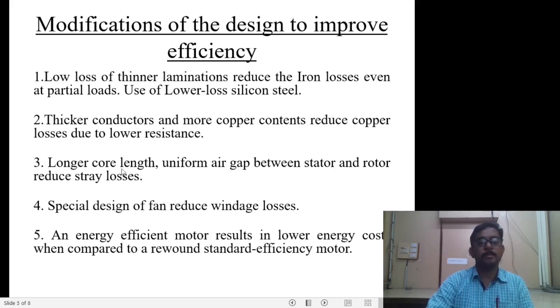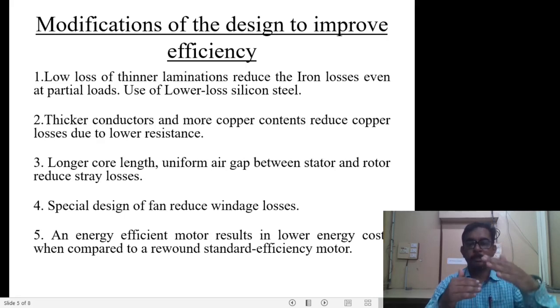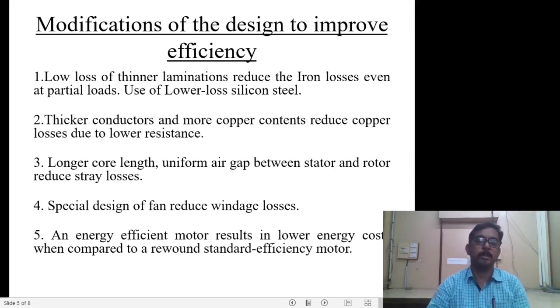Next point is longer core length and a uniform air gap between the stator and the rotor, which reduces the stray losses. That is the longer core length. The core designed for the induction motor should be longer, and the air gap between the stator and the rotor should be uniform at every point. Otherwise, there will be friction between the stator and rotor. Again, the motor draws heavy current from the source side.